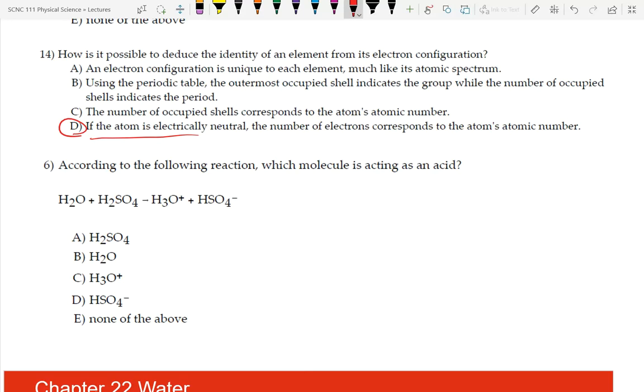So that one there, if you have that information, the number of electrons corresponds to its atomic number, so you know what element it is. That was the correct answer. But if you look at the other answers, the first one, an electron configuration is unique to each element, much like its atomic spectrum. Well, if in your mind you added the words neutral, well, that's one word, neutral. If you said the electron configuration is unique to each neutral element, that actually would have been correct. And so if in your mind you didn't think about, well, you could add an electron or take one away, you would have come to the same thing.